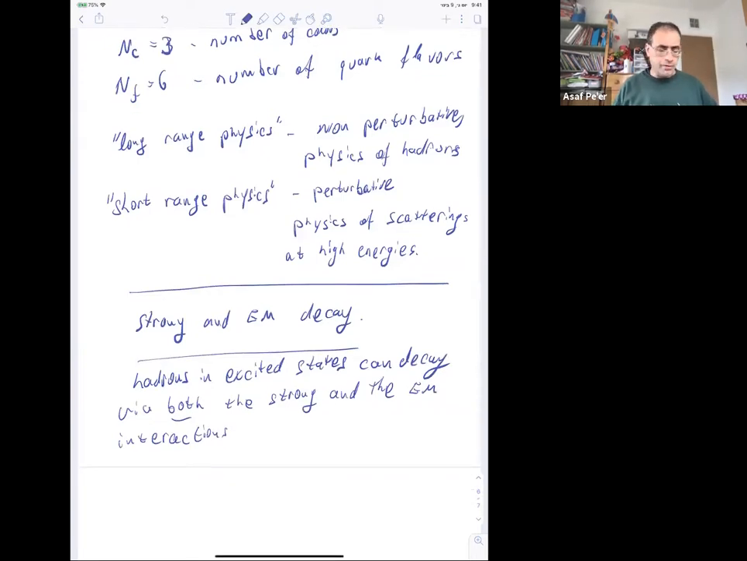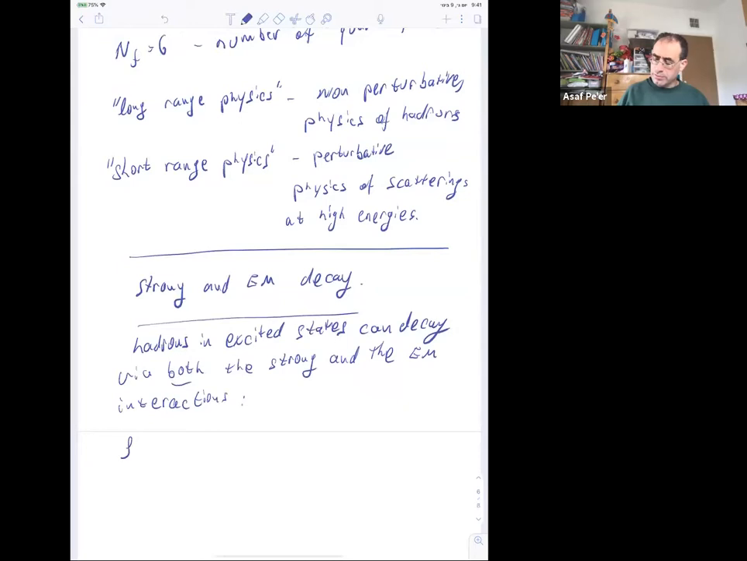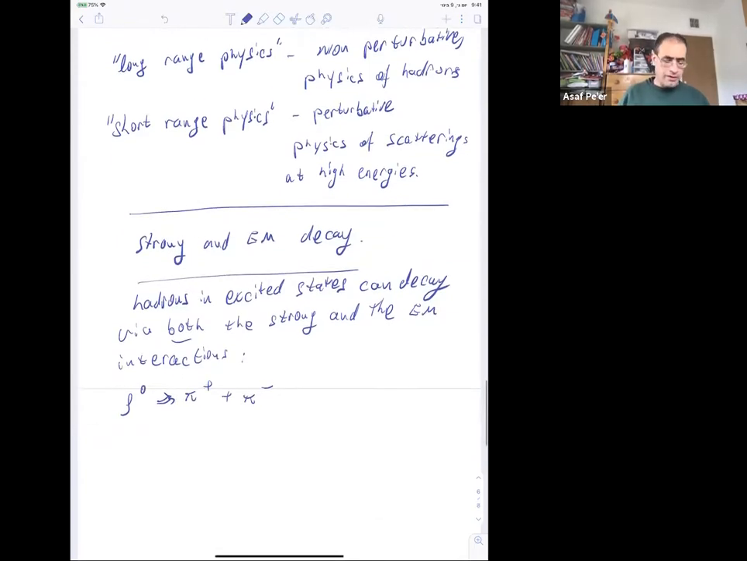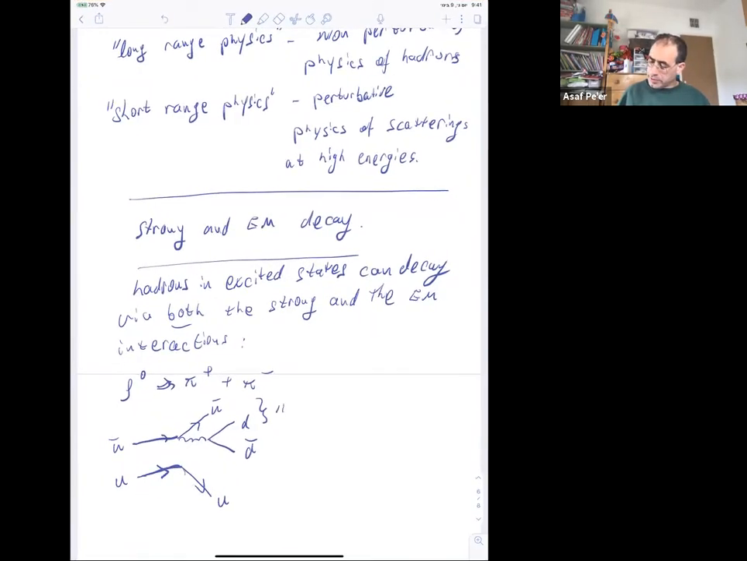For example, the rho meson, which is an excited state, can decay into a pair of pions, a positive and a negative charge. It can occur via the strong interaction. So we have the rho meson, you have a U and a U bar. The U doesn't have anything to it, and the U bar can, via the strong interaction, produce a pair of a down and anti-down. So this is the negatively charged pion, and this is the positively charged pion.